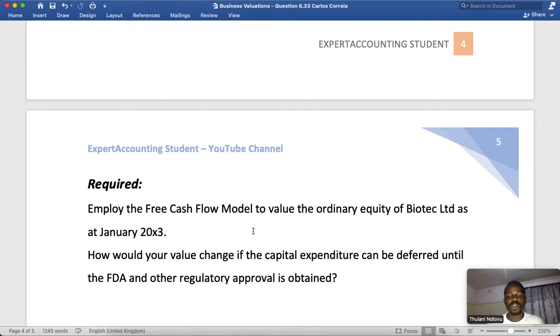Employ the free cash flow model to value the ordinary equity of Biotech Limited as at 1 January 20x3. The second question is, how would your value change if the capital expenditure can be deferred until the FDA and other regulatory approval is obtained? So here we'll use the normal or the easy NPV that we are used to.